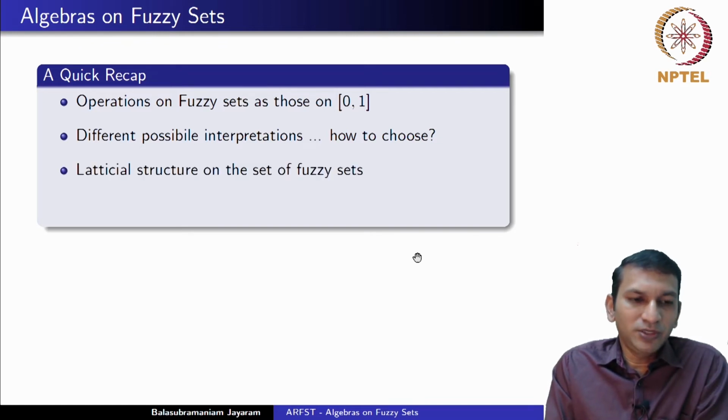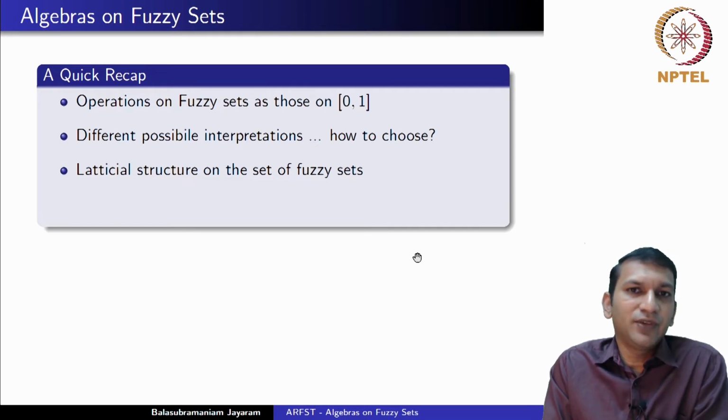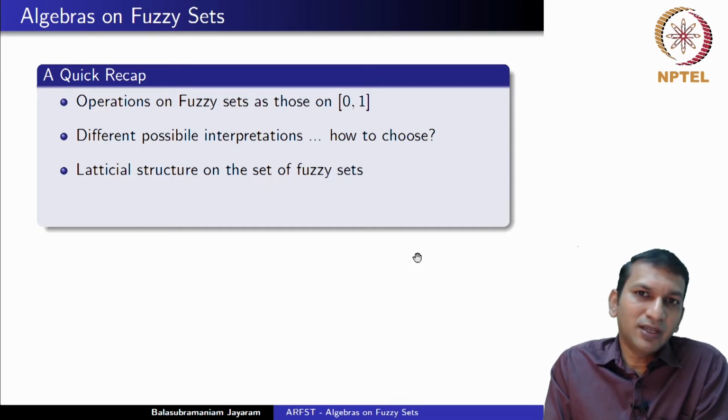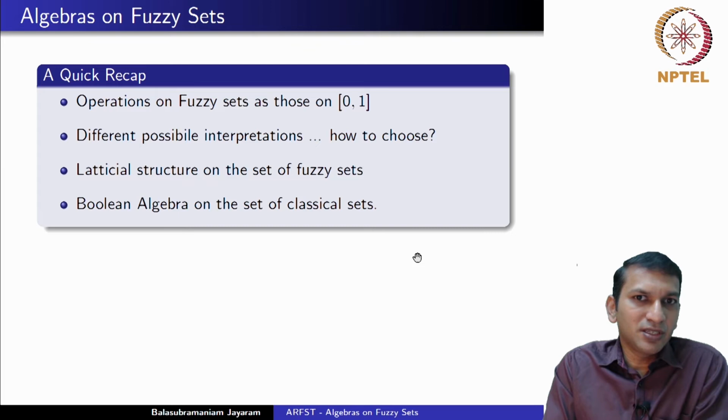Along this approach, we have seen that it was possible to introduce a latticeal structure on the set of fuzzy sets. In fact, we have introduced a complete lattice on the set of fuzzy sets. And when we looked at the corresponding structures that are available on the set of classical sets, we saw that we could in fact go towards Boolean algebra.